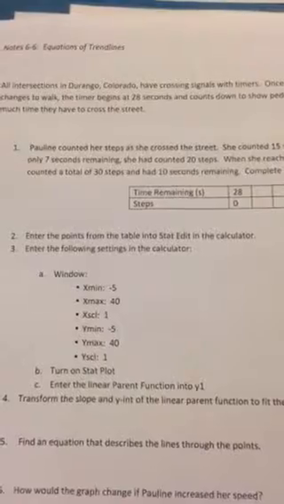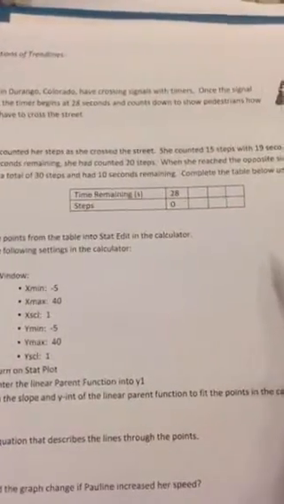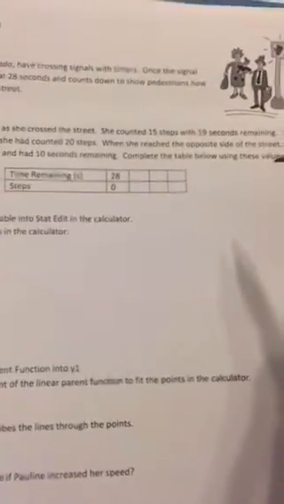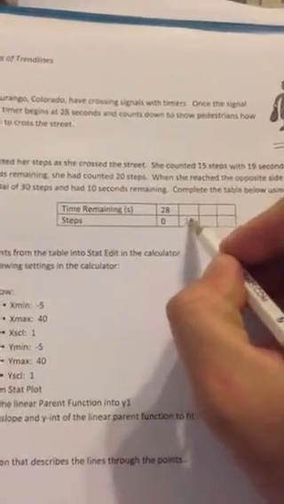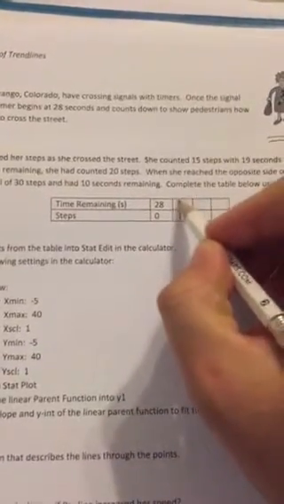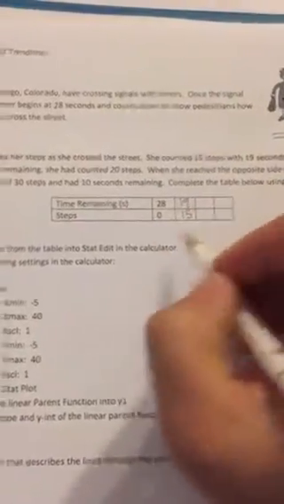On number 1, it says Pauline counted her steps as she crossed the street. She counted 15 steps within the first 19 seconds remaining. So I'm going to say she had taken 15 steps and there were 19 seconds remaining. I'll put that in the table.